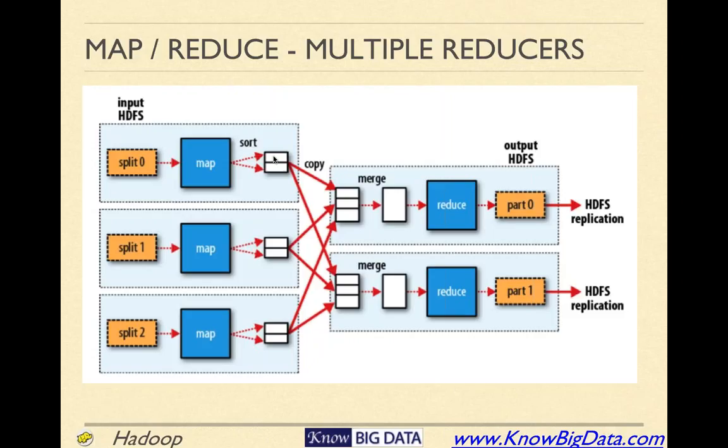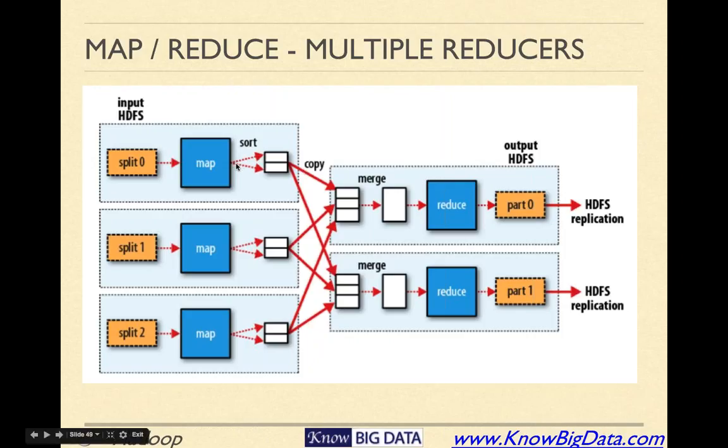Partitioner decides whether a key goes to the zeroth reducer or the first reducer. We'll call them zeroth and first because that's how Hadoop identifies them. Zeroth reducer means the first one, and first reducer means the second one. So we'll just call them zeroth and first. This decision, whether to take a particular key to the zeroth reducer or the first reducer, is taken by the partitioner.